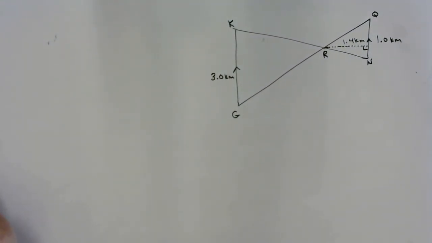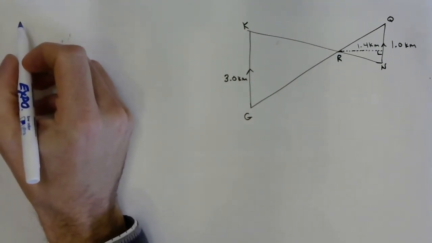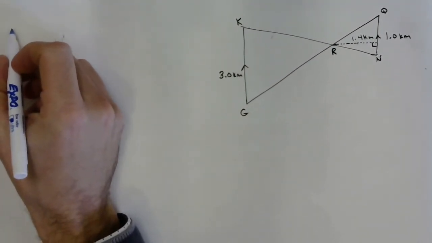And we know that these are similar triangles. How do we know that? Because our first step is going to be to identify similar triangles. So let's make a note of that. Step 1.